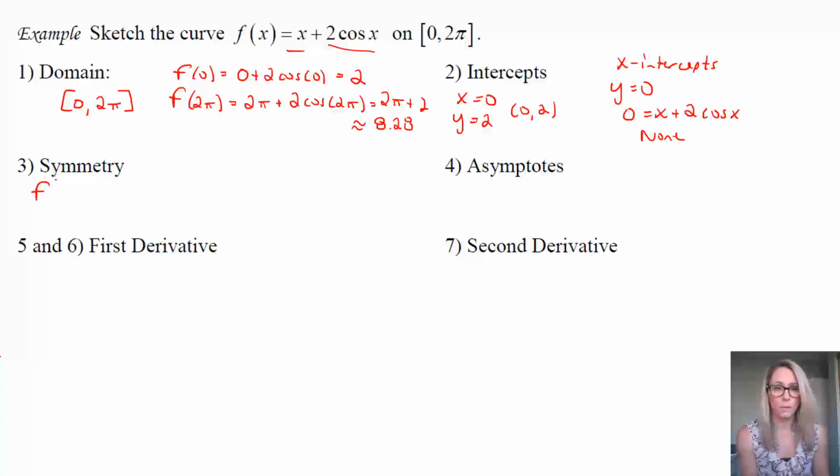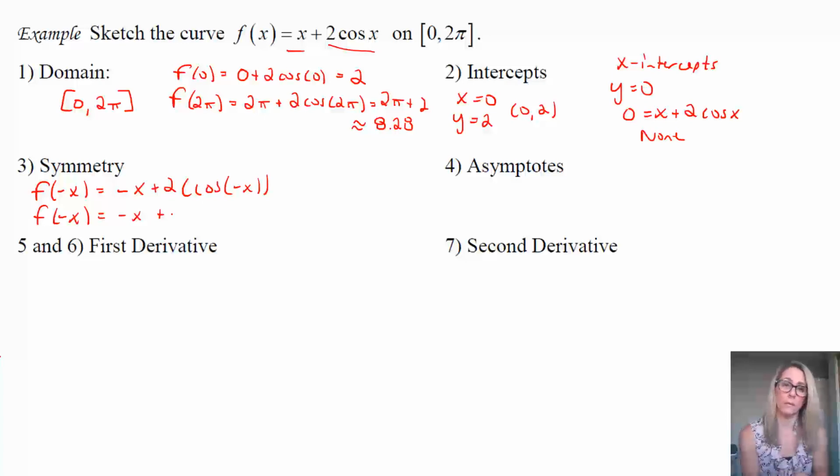For symmetry, let's put in a negative x and see what happens. We'll have negative x plus 2 times cosine of negative x. We want to remember that cosine is an even function, so it is symmetric over the y-axis. And so this is actually the same as just cosine x, it doesn't change. So we notice that the first piece is the opposite, but the second piece is the same. So we don't end up with any symmetry here that would be helpful to us in terms of graphing.